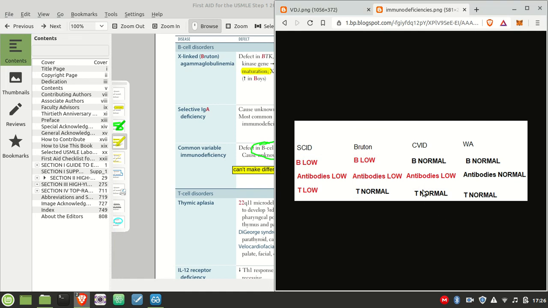Antibody count low. Everything else is normal. Compare it to Bruton's. It's also a B cell problem, but it's a B cell maturation problem with Bruton's, so B cell count's low, and because of that antibody count's low. CVID, B cell count's normal, but the B cells don't do anything, so your antibody's going to be low because it's downstream. T cell count's normal because it's a B cell problem.